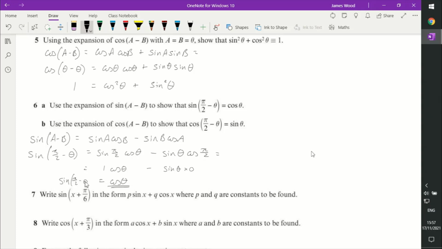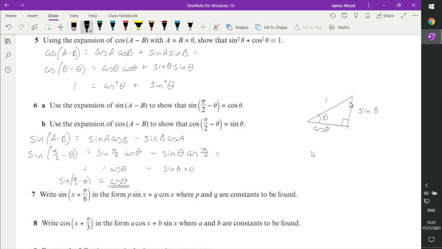It's an interesting result. We can show this geometrically if you have a right angle triangle. So maybe this is length 1, then this angle here is theta. This would be sine theta, and this length would be cos theta.